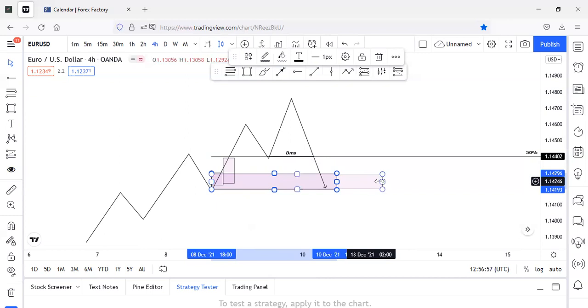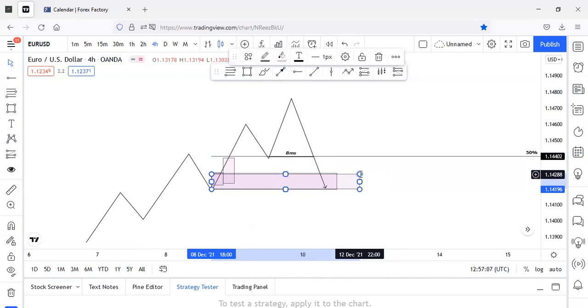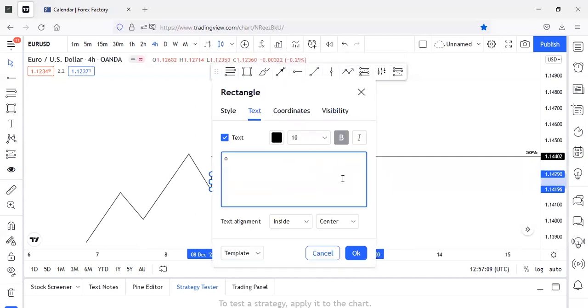So for now, I'm only talking about order block validation and institutional order flow. So this will be my order block. So I'm going to target this to be my order block.